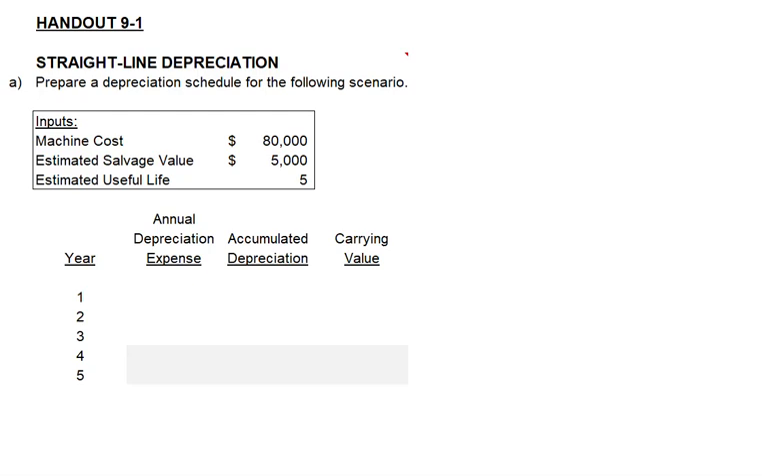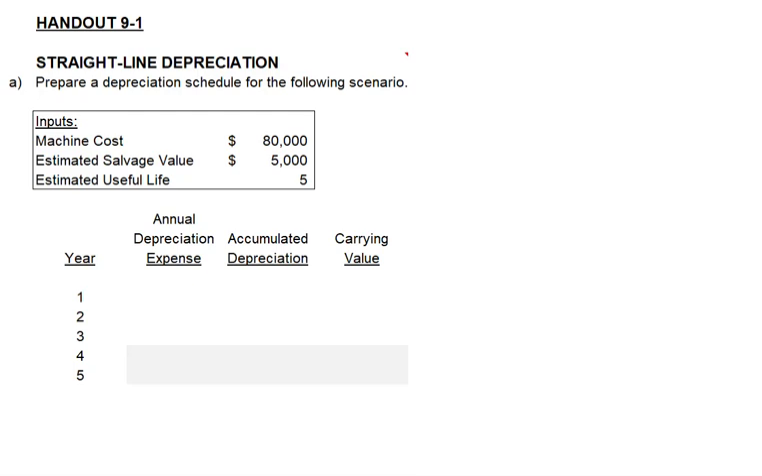In this video, we're going to walk through Handout 9-1. We're going to prepare a depreciation schedule for an asset using the straight line method of depreciation. We're told that we've purchased a machine with an $80,000 initial cost and a $5,000 estimated salvage value, or residual value, and we have an estimated useful life of 5 years.